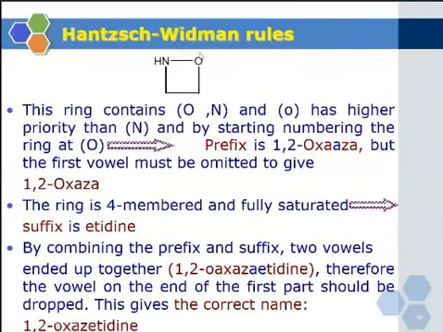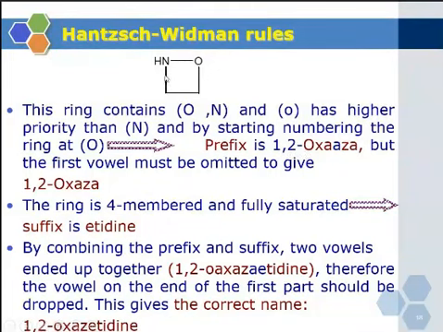Now, this is a four-membered ring. When a four-membered ring is associated with two heteroatoms, oxygen and nitrogen, oxygen has higher priority than nitrogen, hence the numbering should start with oxygen. So here we have to give the position number to both the heteroatoms. It is shown here as 1, 2. This represents the locants.